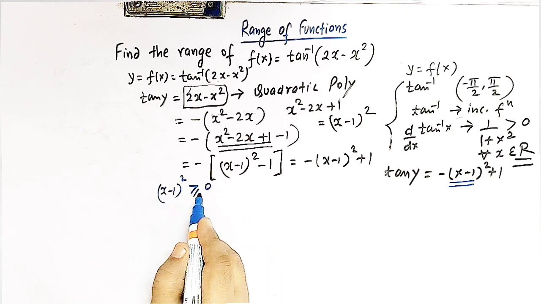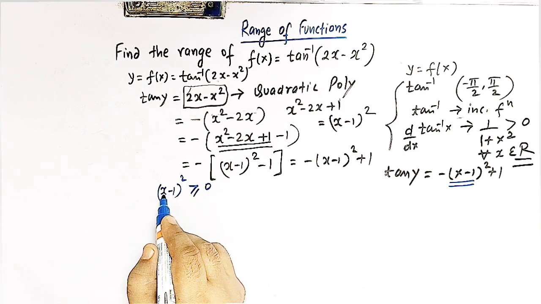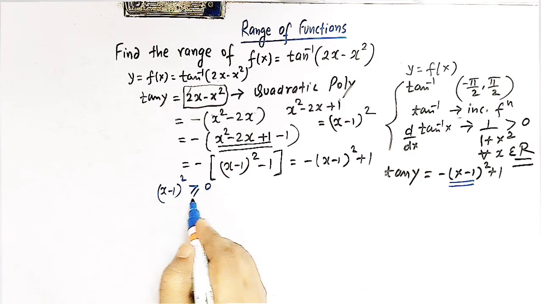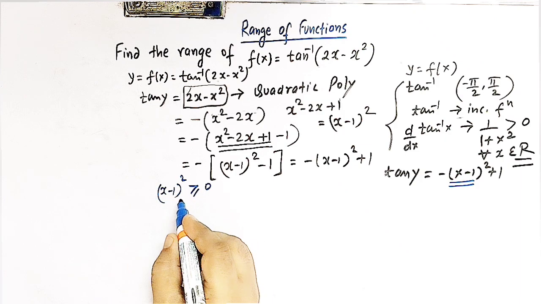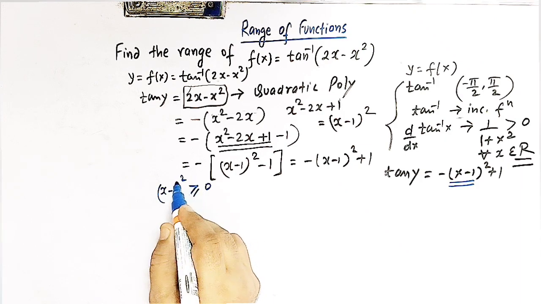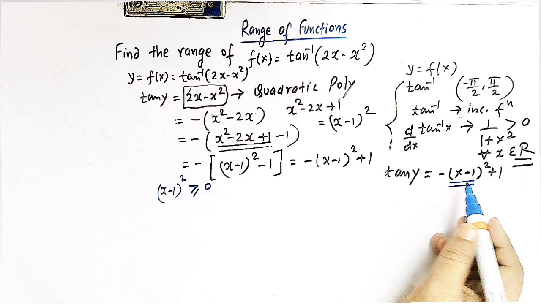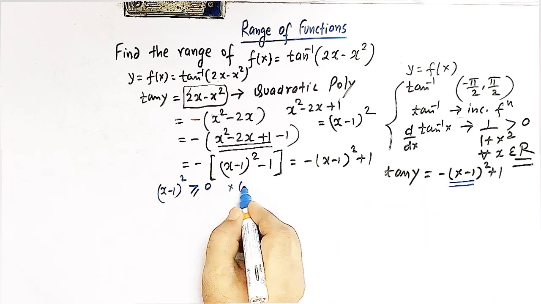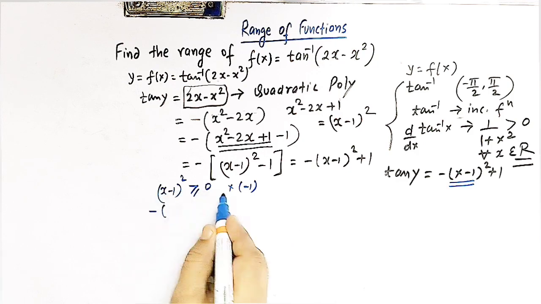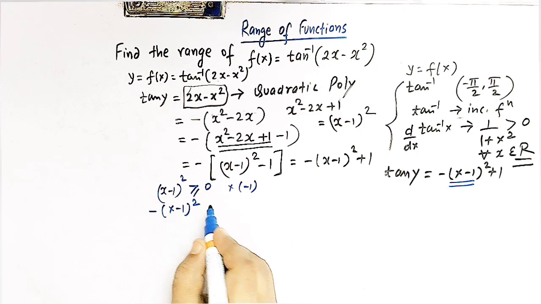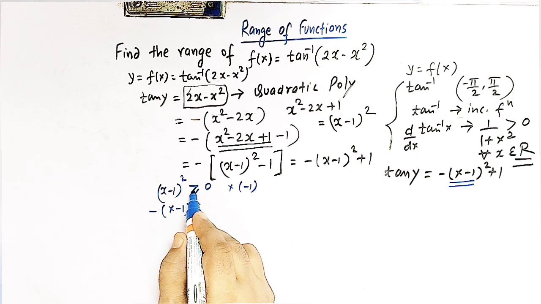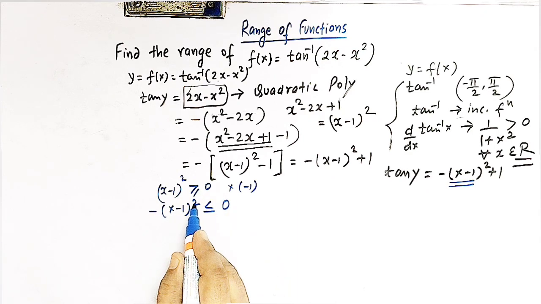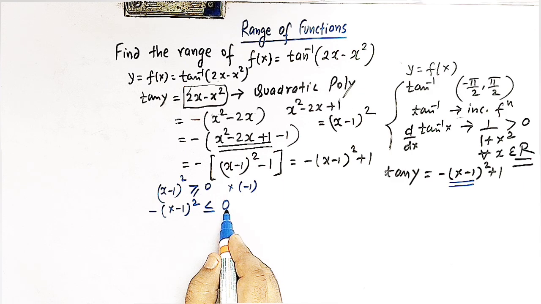For x equal to 1, the equality holds, and for other values of x, (x minus 1) square is always greater than 0, or positive, because this is a square term, right? Okay, now what we will do is multiply both sides by minus 1. So when we multiply both sides by minus 1, we have the reversed direction of the inequality. So we have minus (x minus 1) square is less than or equal to 0.